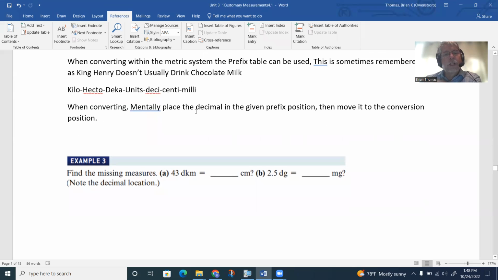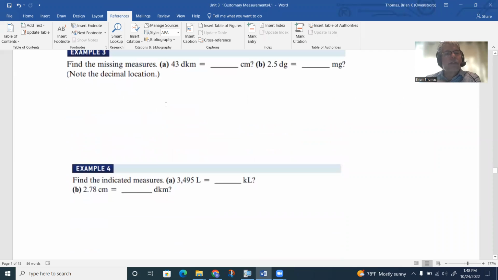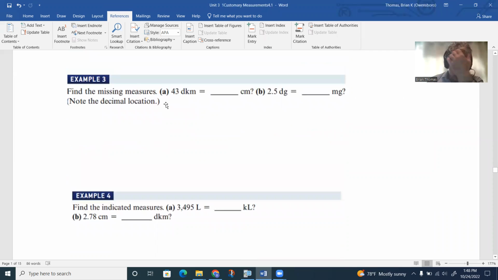All we really have to do is mentally place the decimal at the given position and then move it to the conversion position. What I mean by this is, if I want to find the missing measure of 43 decameters converted to centimeters, I can use King Henry as a way to remember the prefix table. King Henry doesn't usually drink chocolate milk. So decameter is located here, and what I need to do is convert to centimeters.